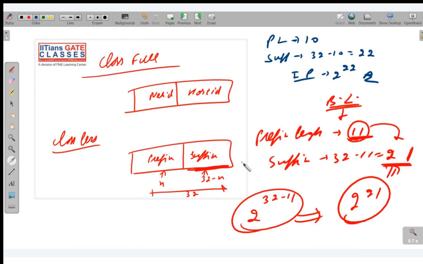Okay. So now they can ask some conceptual questions like, if the entire internet is considered as one single block, the number of IP addresses in it will be, write the question. Yes, sir. If the entire internet is considered as one single block, the number of IP addresses in it will be 2 power 32. The entire thing is now suffix. Now there is no prefix.